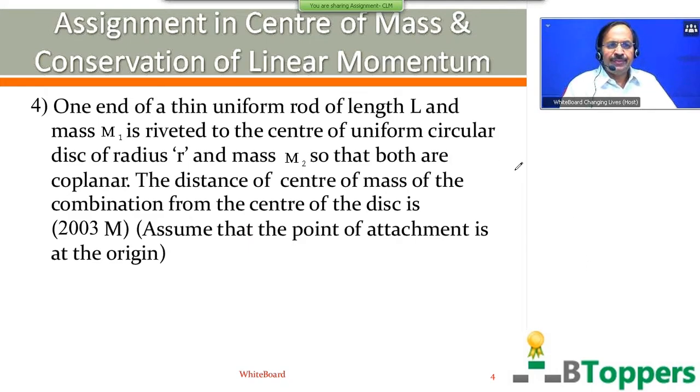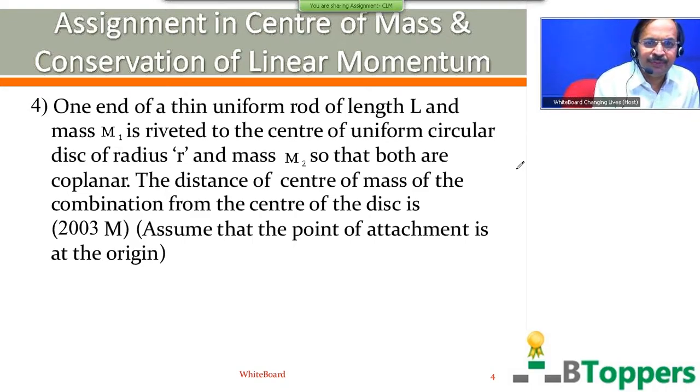Look at question number 4 here. A thin uniform rod of length L and mass m1 is riveted to the center of a uniform circular disc of radius r and mass m2, so that both are coplanar. So you can draw a rough diagram.